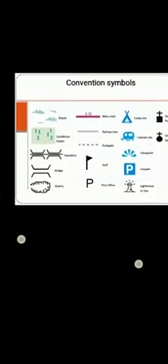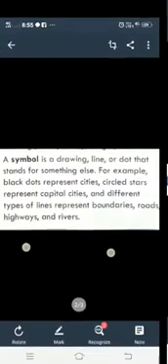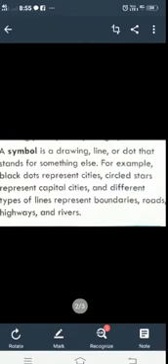Next, we are talking about conventional symbols. So you can see here conventional symbols. Students, what are conventional symbols? When we draw conventional symbols on a map, it helps us to understand. So we can say that a symbol is a drawing, line or dot that stands for something else.